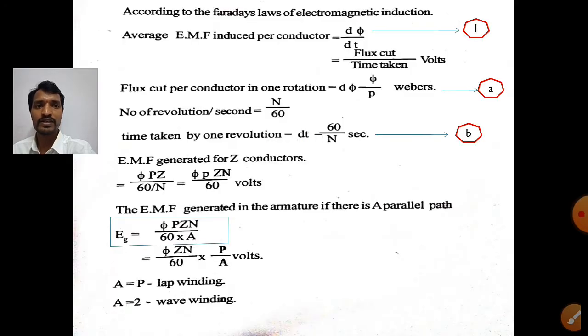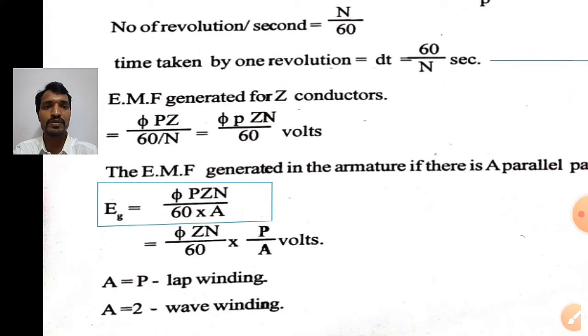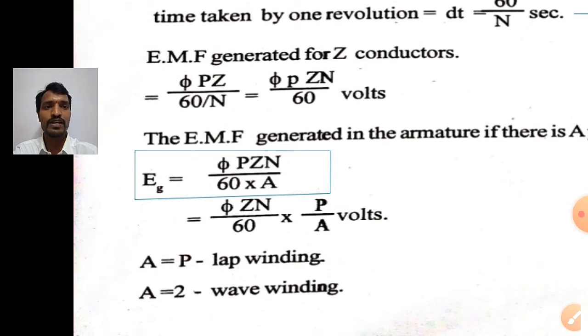Here it is, this is the EMF equation. You have to remember this formula to solve our problems. Eg is equal to phi P Z N by 60A. For wave winding A is equal to 2, for lap winding A is equal to P.